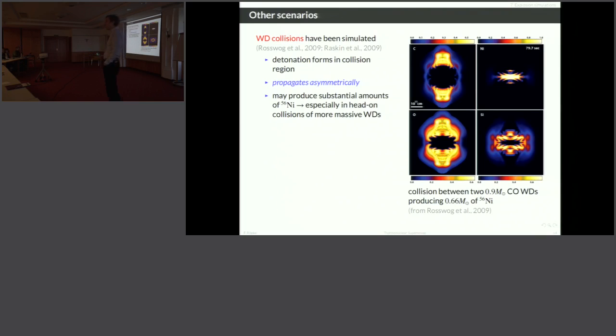And this is how we parameterize, in the end, the deflagration detonation transitions with our subgrid scale model in our simulations. Other people just assume a free density parameter and say, well, once the flame reaches 10 to the 7 grams per cubic centimeter, a detonation triggers by some unknown mechanism.